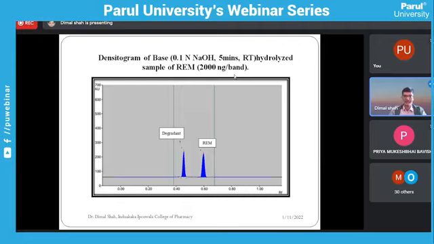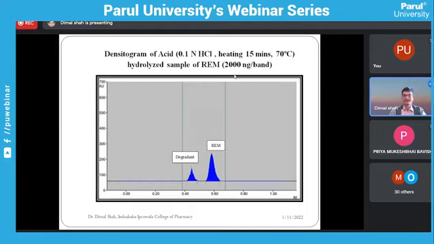Like every 5 minutes or every 10 minutes of interval, we took a sample and we analyzed the sample for the content. And then we found out the rate of degradation also, whether it is following a first order or zero order. Okay. So that is how you can adjust the situation, or you can adjust the concentration of the analyte as per the nature of the drug.